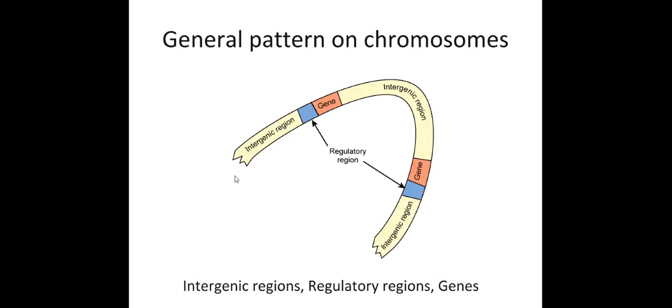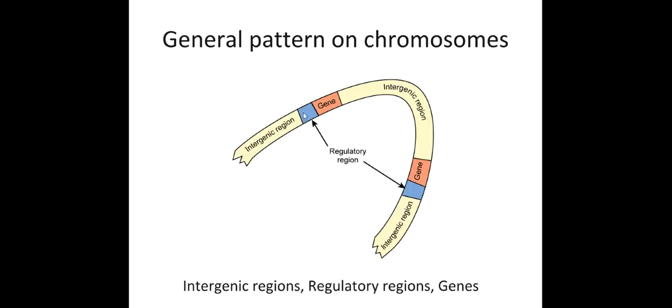The first is the intergenic region. This is the part of the DNA between genes. Sometimes it has function, sometimes it doesn't, but it's not actually transcribed or made into RNA. And so along with the intergenic regions are the regulatory regions. These are the part of the DNA that tell the cell when and where RNA should be transcribed, when a gene should be transcribed and made into protein.